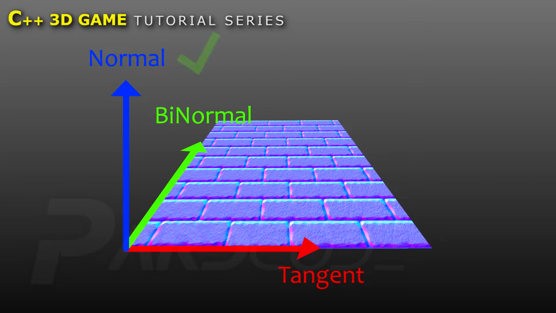Well, at the moment we have the normal vectors, that are the normals of the surface of our 3D objects that we get from the tiny OBJ loader and so from the OBJ file. But we don't have the tangent and binormal vectors.